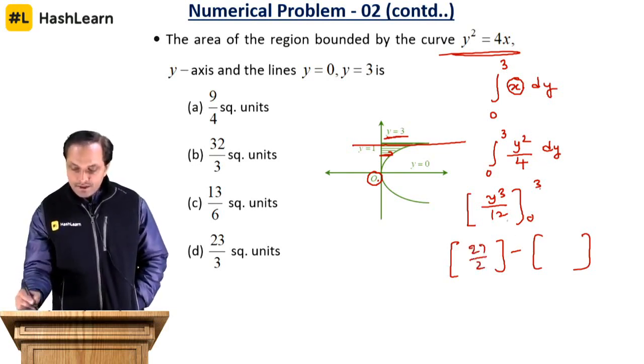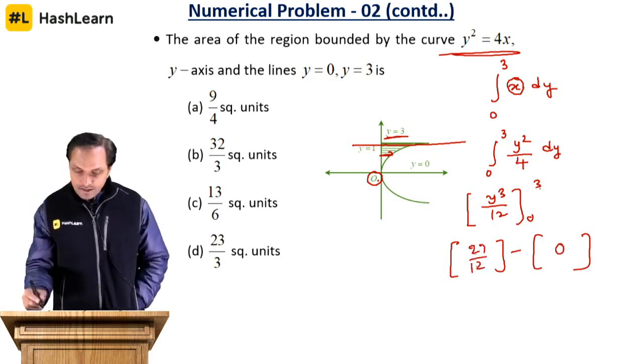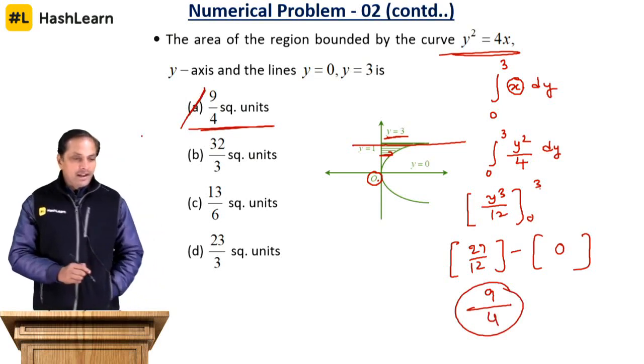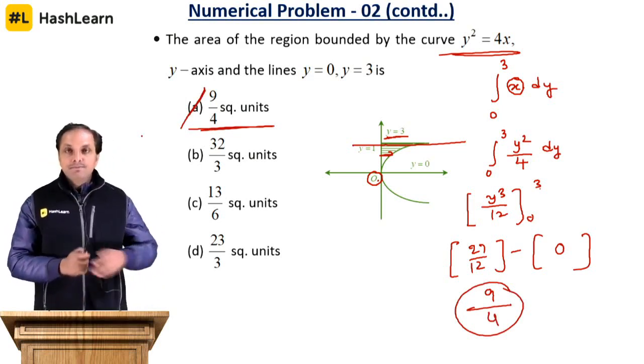27 by 12, this is 0. You can cancel in 3. 3 9s are 27, 3 4s are 12. So 9 by 4 square units, which is nothing but the area. So 9 divided by 4 square units, option A is the answer.